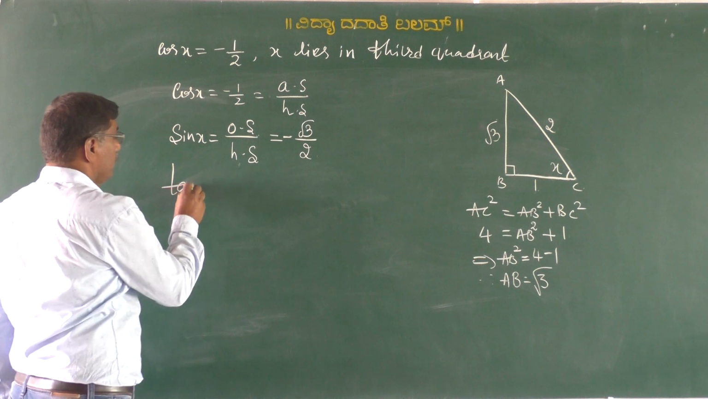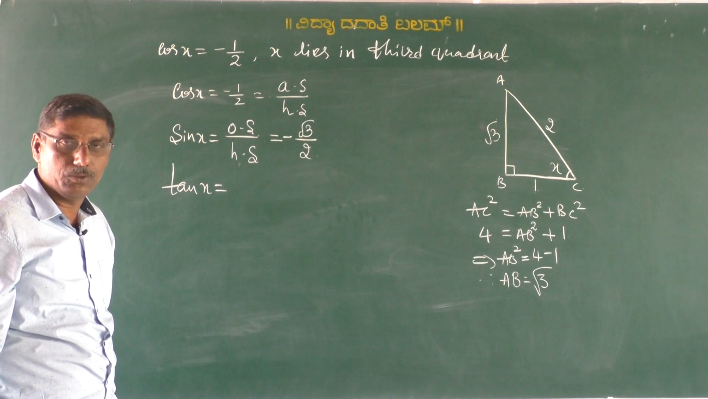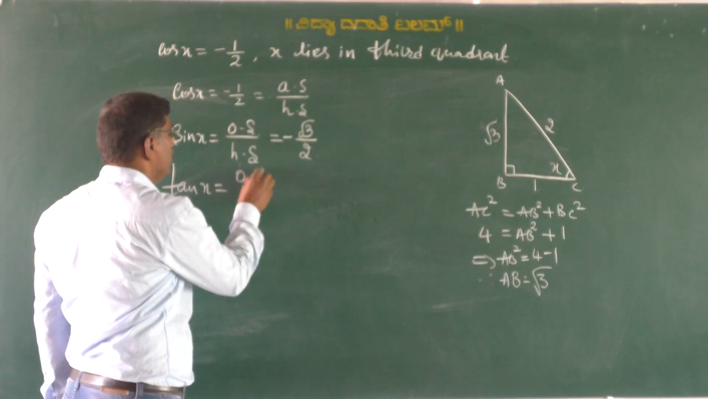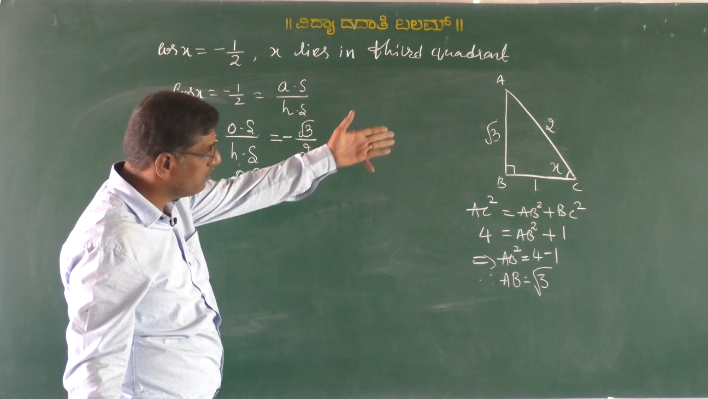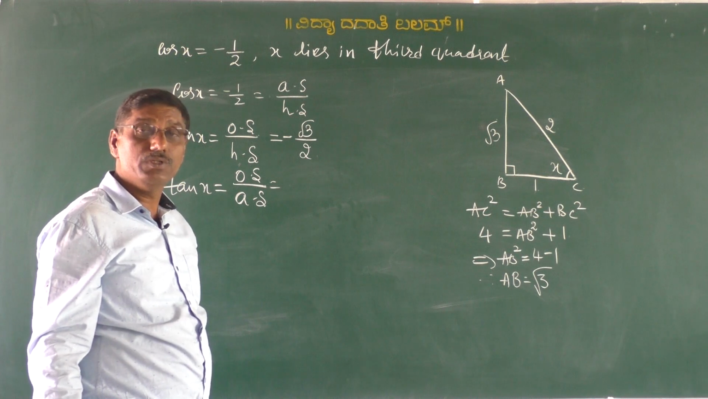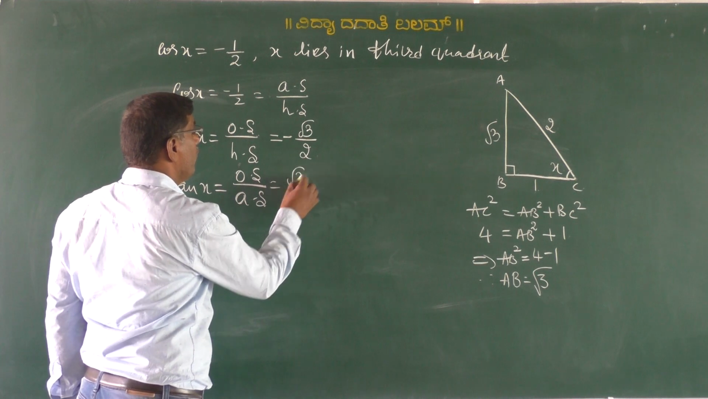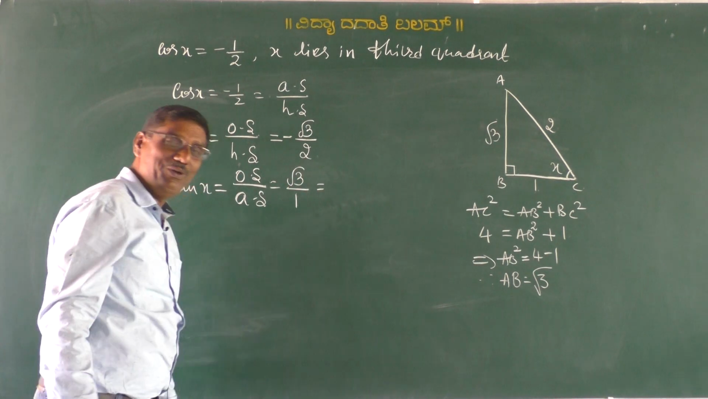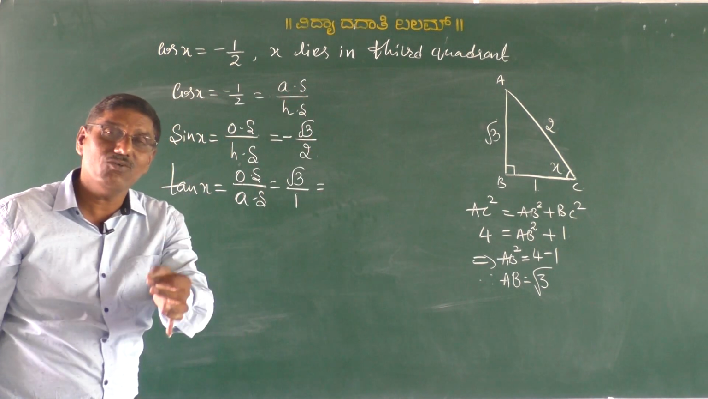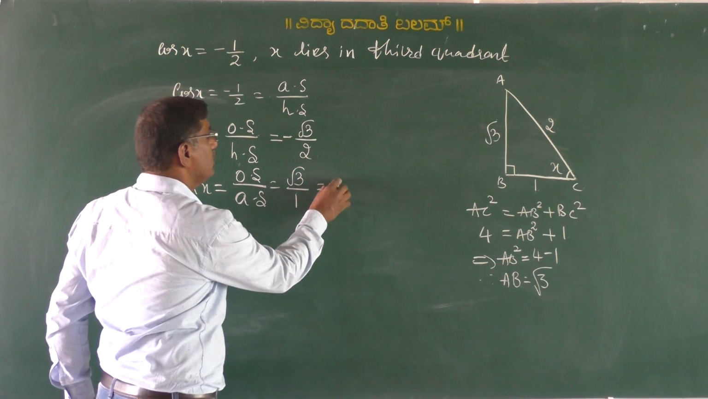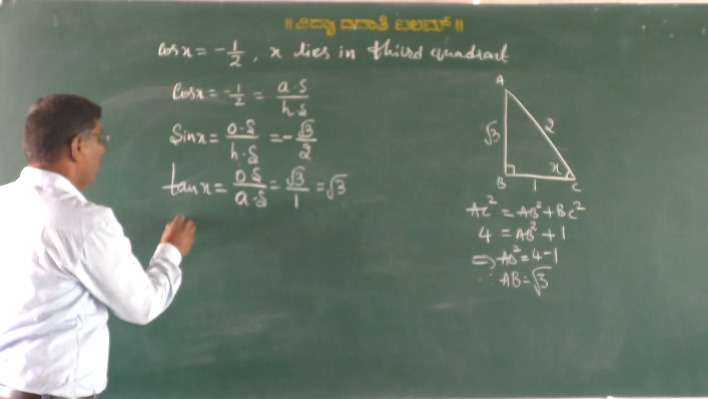Tan x is equal to, my dear students, opposite side divided by adjacent side. What is the opposite side here? Root 3. What is the adjacent side here? 1. That is root 3 by 1. My dear students, we know x lies in third quadrant. That means tan in third quadrant is positive. Therefore, the result is root 3. Are you understood? Next one is cot x.